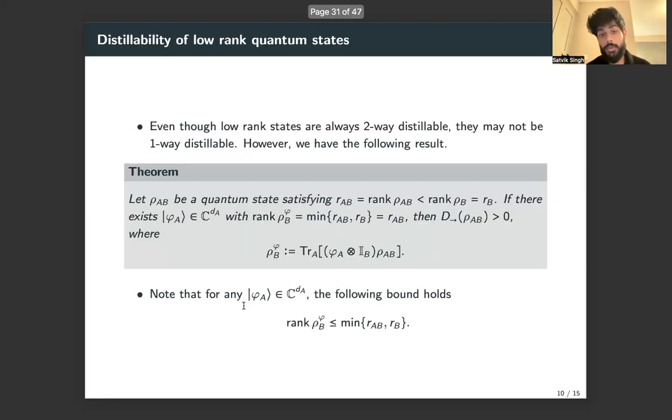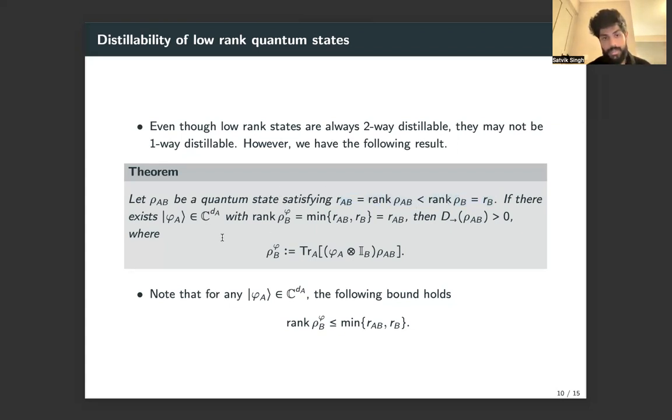In fact, what you can show is that even though all low rank states are two-way distillable, which we just proved, they may not always be one-way distillable. And you can construct concrete examples of low rank states which are two-way distillable, but not one-way distillable. However, on top of the low rank assumption, you can assume something more, which is an additional rank constraint given as follows.